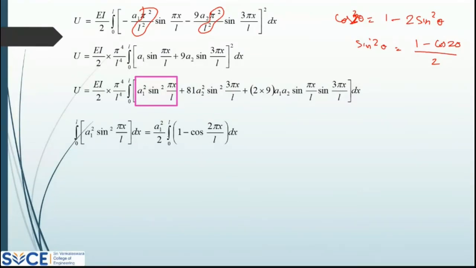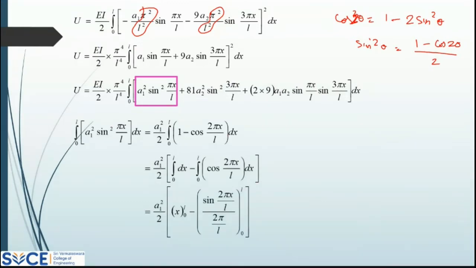Here also a1 square is a common term, taking it out. This alone I'm going to integrate. When I integrate, I get a term, so overall, applying the limit, you will get a1 square L by 2.